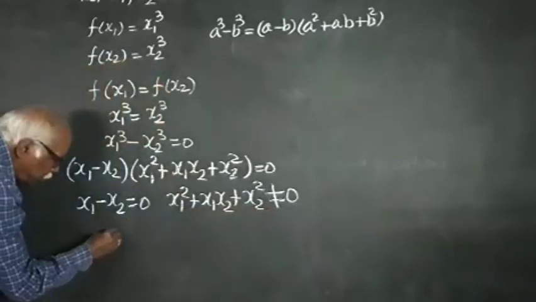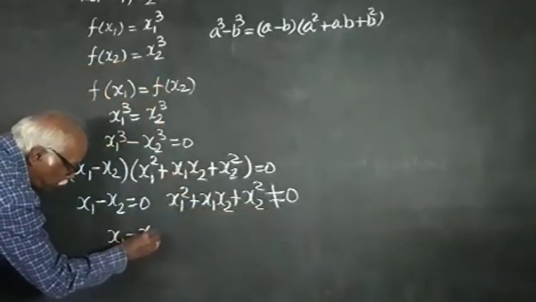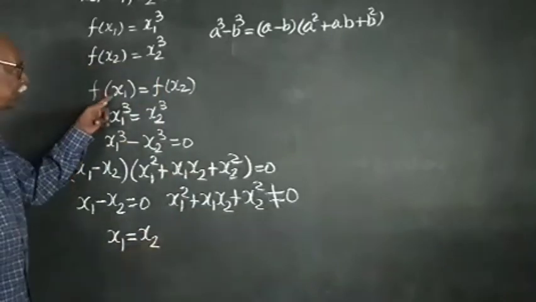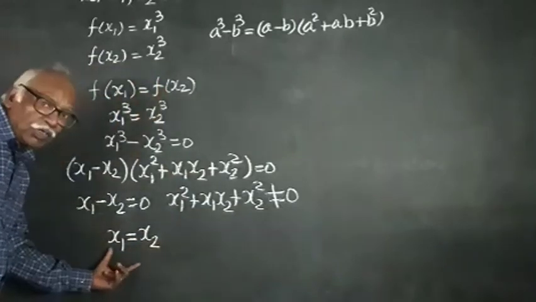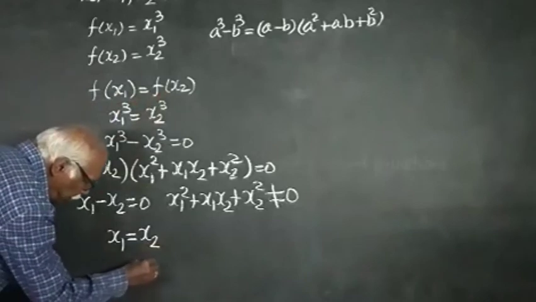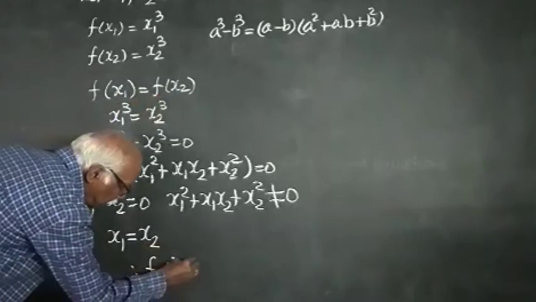Therefore, x1 minus x2 equals 0, so x1 equals x2. We assumed f of x1 equals f of x2, and got x1 equals x2. Therefore, f is injective.